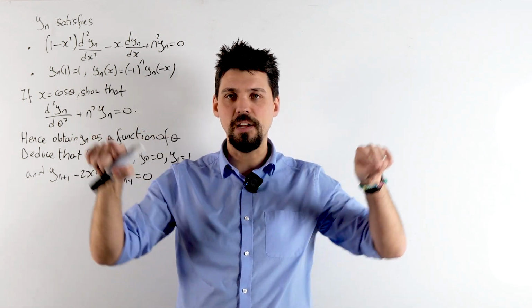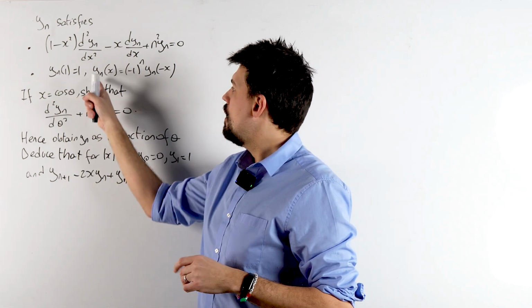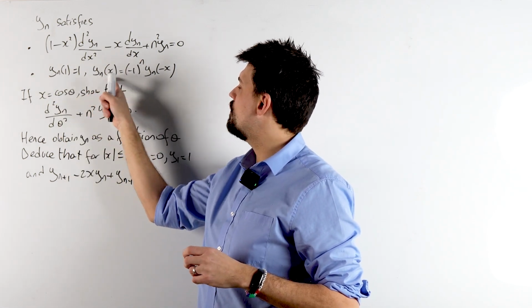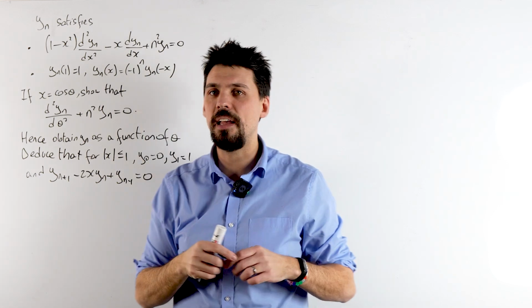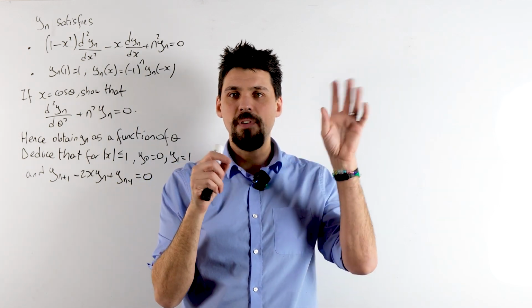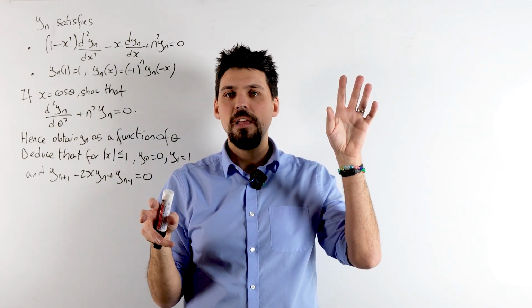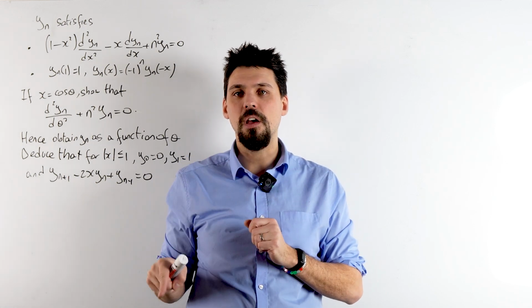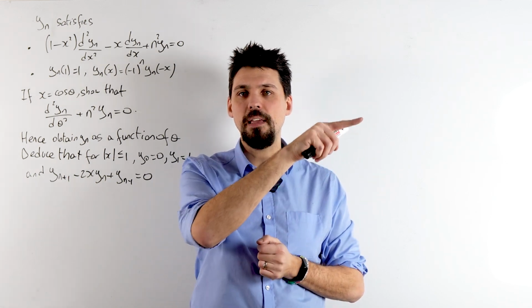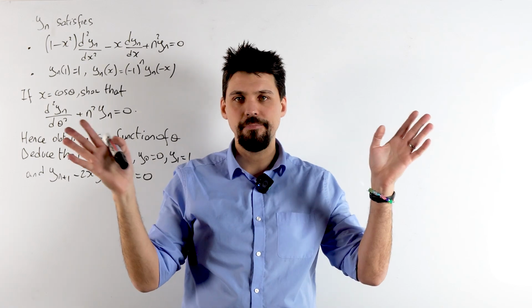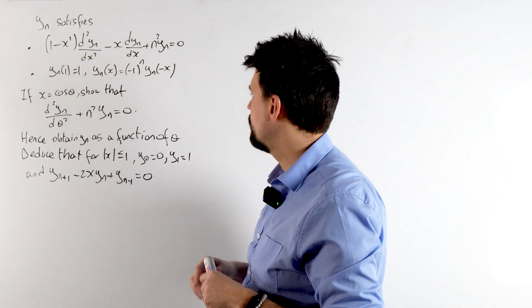Think the cosine curve. All right. Whereas if n is odd, yn of x is minus yn of minus x. So y of x is negative y of minus x. Think an x cubed curve, all right? Or think a sine curve, all right? Sketch them, you'll see what happens. All right, we'll see how that works.